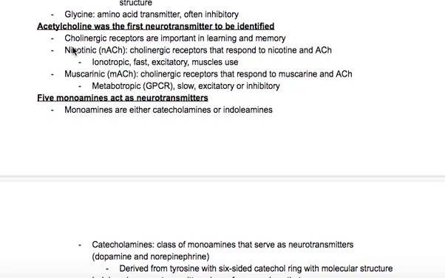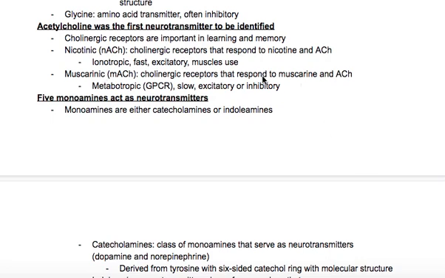All cells that use acetylcholine are described as having cholinergic transmission. Cholinergic receptors are important in memory and learning. But there are different types of cholinergic receptors. They can either be nicotinic or muscarinic. Nicotinic respond to nicotine and acetylcholine. They're ionotropic, fast, excitatory, and the muscles use them.